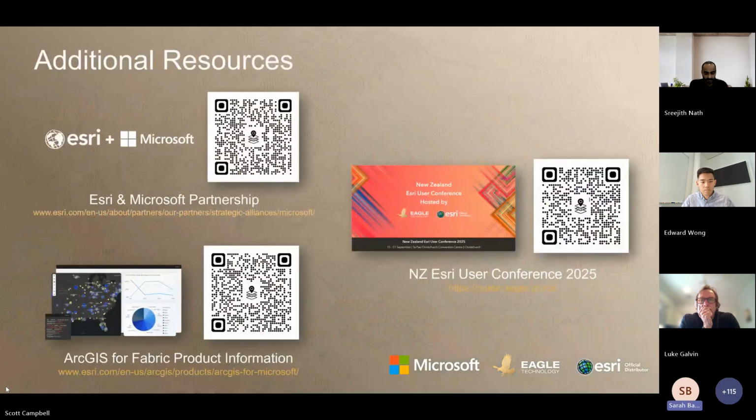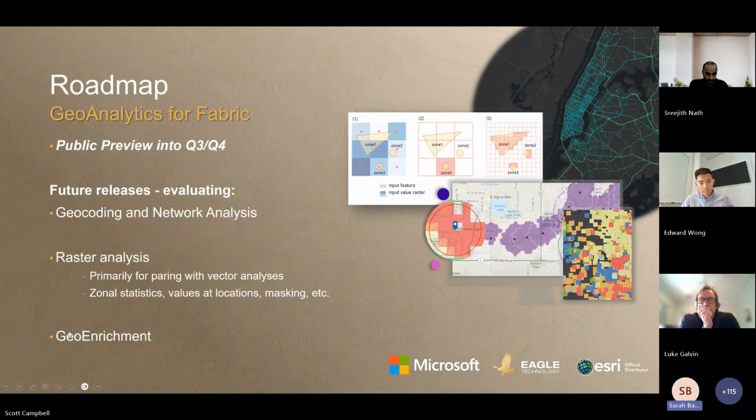So just some quick notes on the roadmap. The GeoAnalytics for Fabric piece is in public preview right now, and that preview will continue until later this fall when we'll go into general availability. Right now, it's free to go in and use, and the capabilities are already documented. We have good developer documentation and an API reference that you can take a look at.